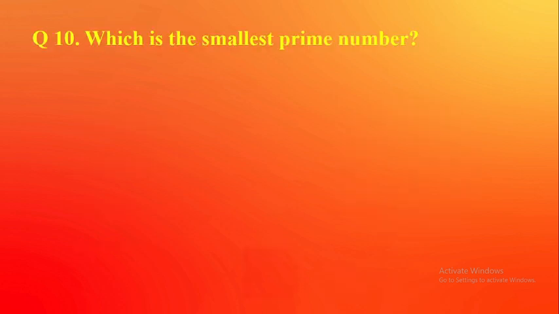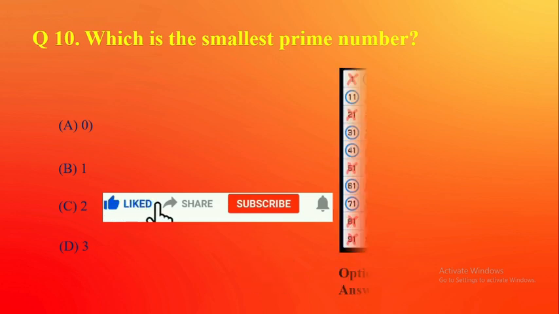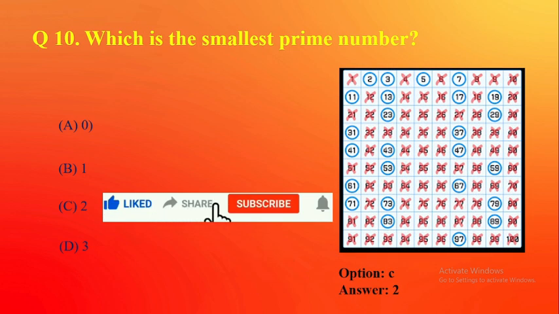Which is the smallest prime number? A. 0, B. 1, C. 2, D. 3. Here is your correct answer.